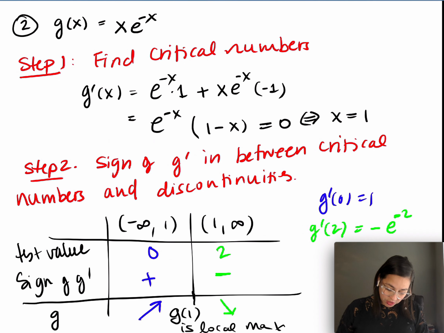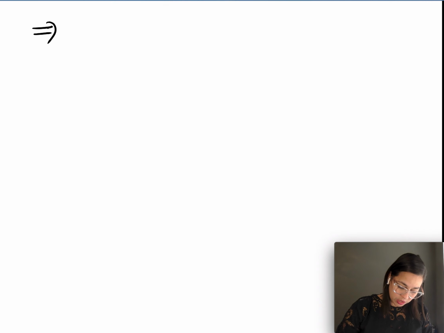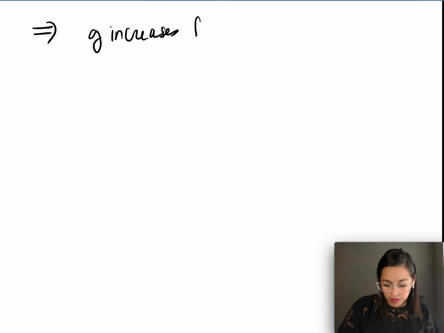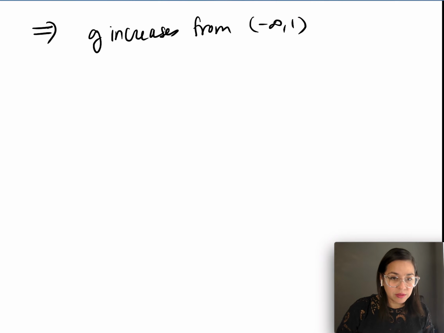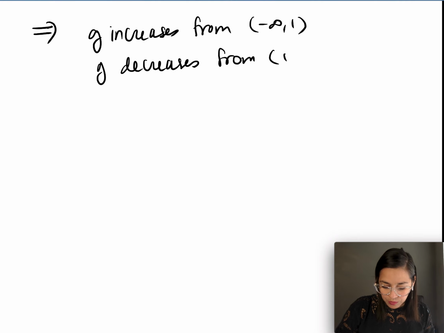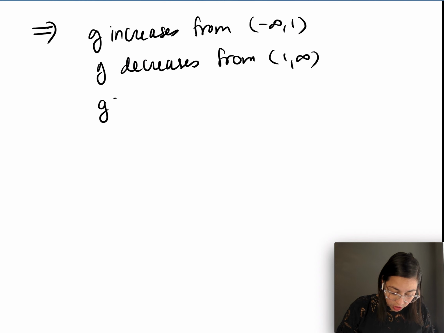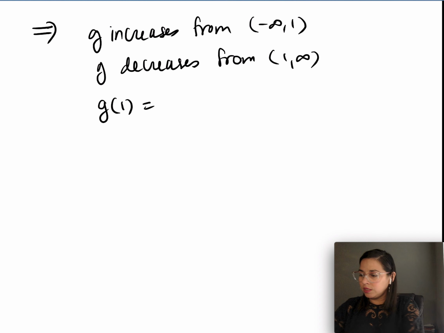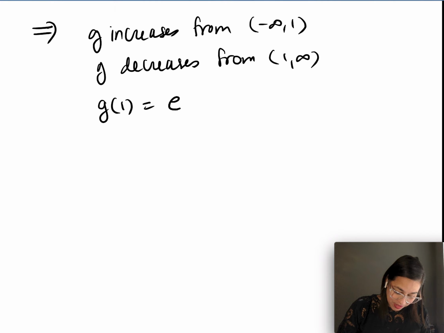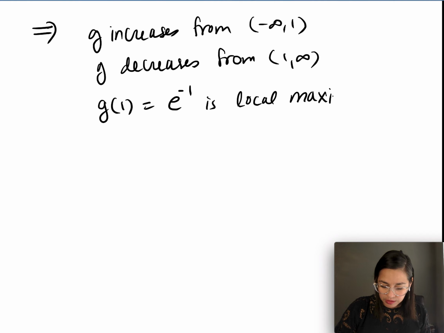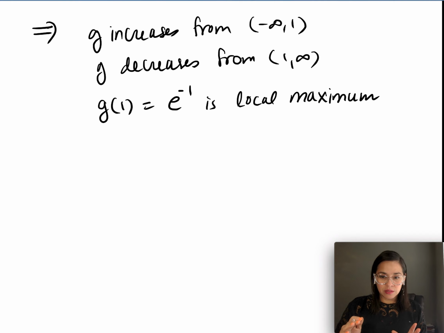So then I know that g increases from negative infinity to 1 because the derivative is positive. G decreases from 1 to infinity, and then g of 1 is equal to e to the negative 1. It's my local max. Okay? So one more time.